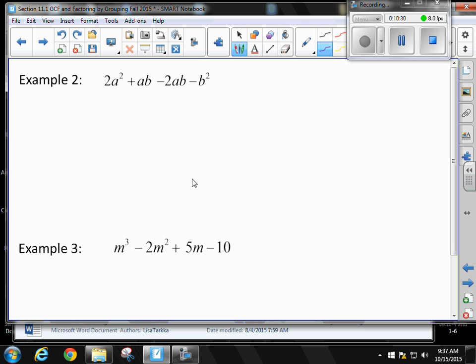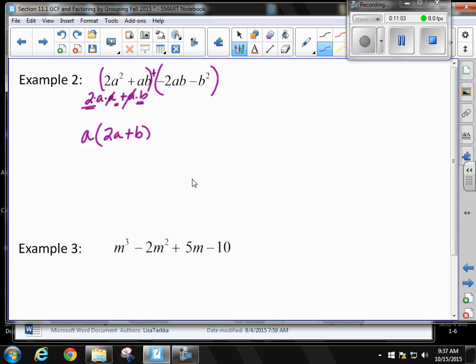Example number 2. When I put parentheses here, I always want to have a plus in between. I can factor the negative out later on. When I look at my common factors, 2a squared plus ab gives me 2a times a plus a times b. My common factor here is a. I'm going to write the common factor down, and what's left is 2a plus b.